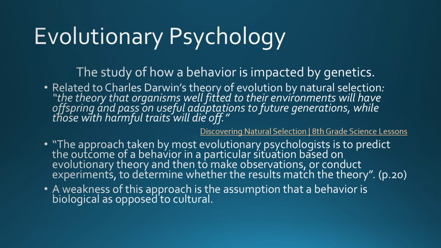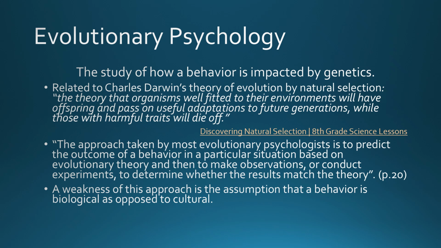The approach taken by most evolutionary psychologists is to predict the outcome of a behavior in a particular situation based on evolutionary theory, and then to make observations or conduct experiments to determine whether the results match the theory. So essentially, they look at an organism's behavior in a certain situation. They say, let me predict what that's going to mean for the future behavior. And then they observe the situation. They do experiments, which we'll learn more about the dynamics of experiments later, to see if what they observed and what they guessed is what really turns out.